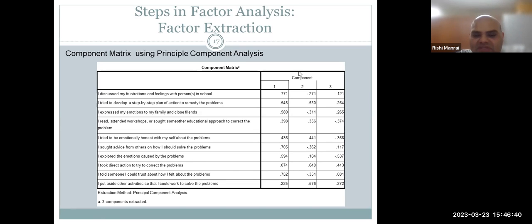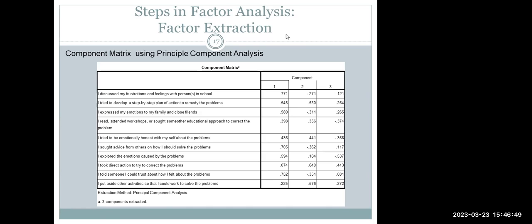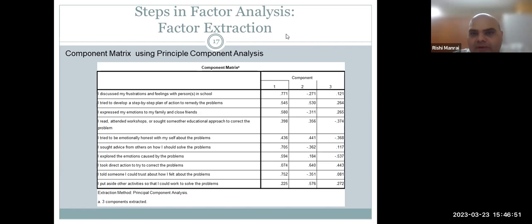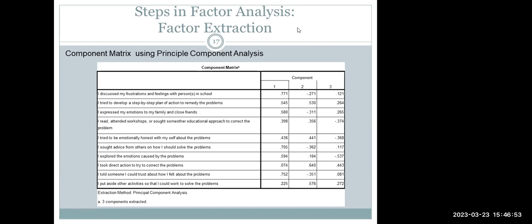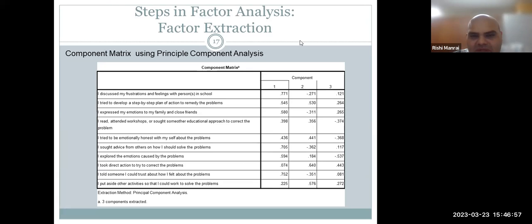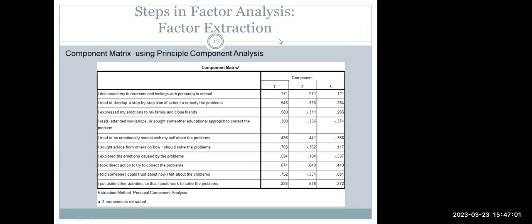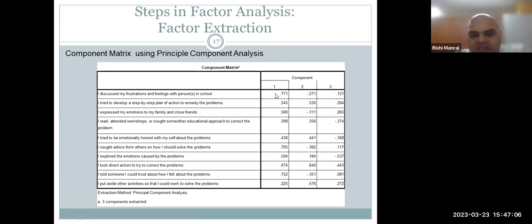Now, what is the meaning of this term factor loading? Can anyone explain? What is factor loading? Sir, it is the correlation of the item to the factor, the extracted factor. Right, yes, absolutely. So the higher the correlation, the better the factor loading you will get.